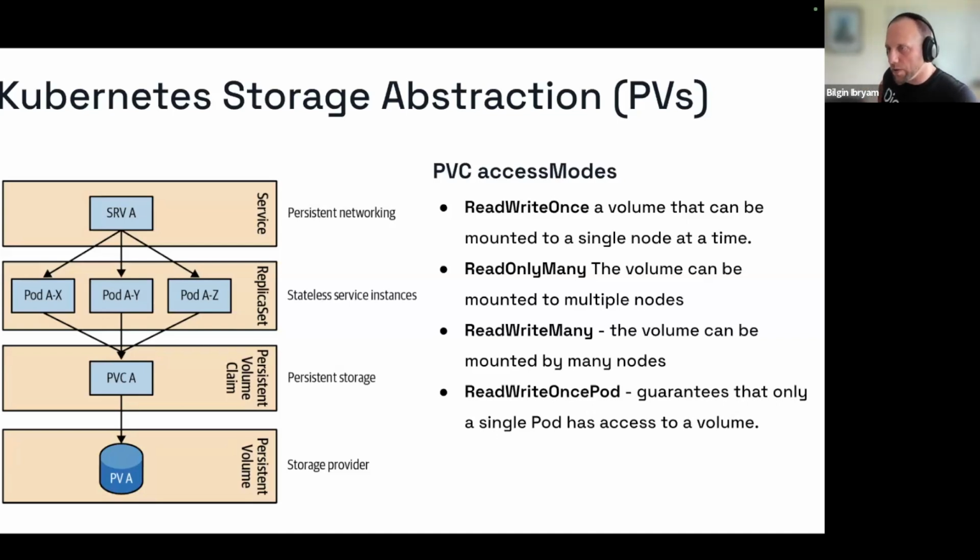I've listed here the different access modes, like read-write once, which means storage will be mounted to a single node. Read-only many, it will be mounted to multiple nodes, but only in read-only mode. There is read-write many, which means the volume will be mounted to many nodes, both for reading and writing. But notice that these are actually telling you how many times the volume can be mounted to a node. So it's not about the pod, it's about the node. And on that node, there can be multiple pods that use that storage. That's why one of the latest types introduced is read-write once pod, which guarantees that only a single pod can access the volume.